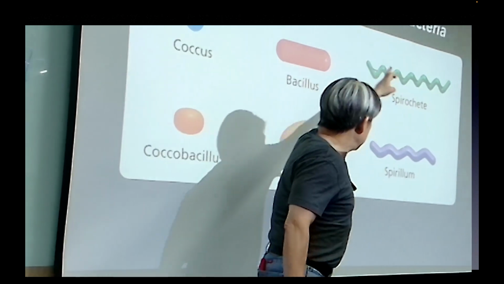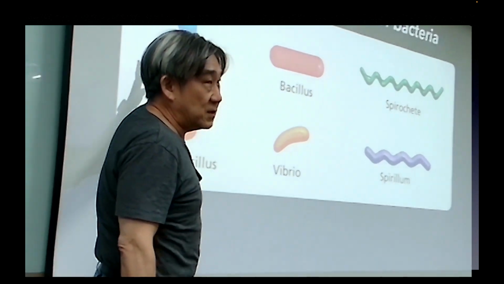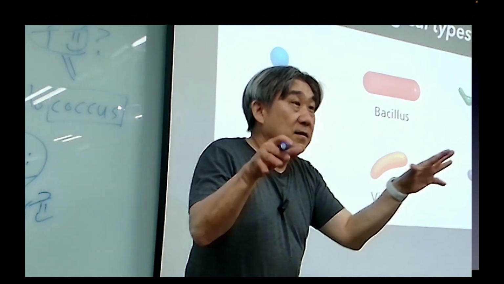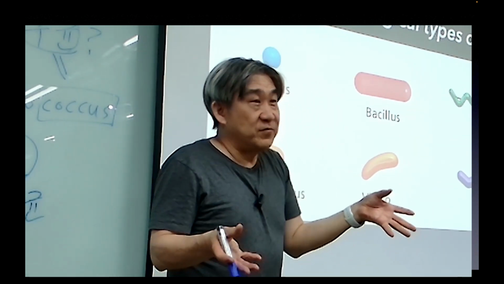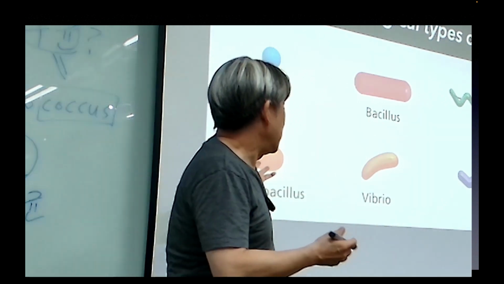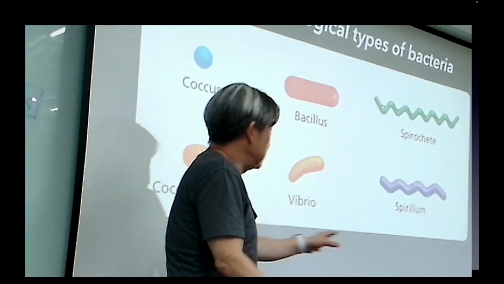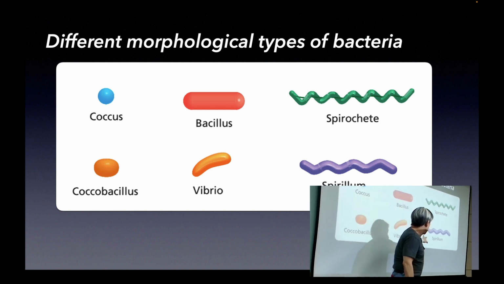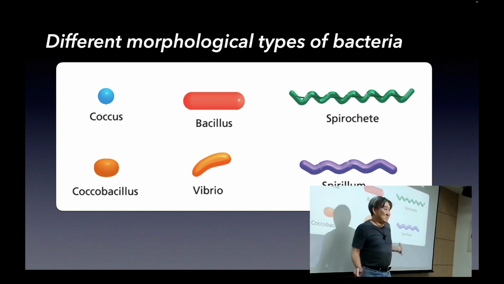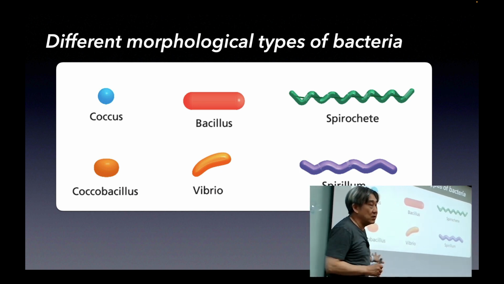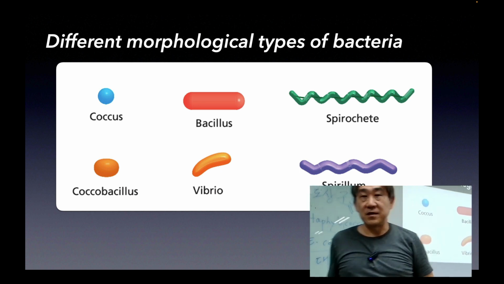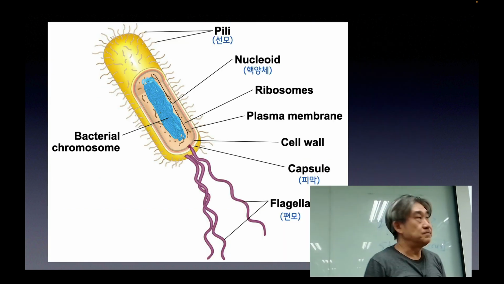These are the first prototype typical standard forms, and in some more advanced cell biology textbooks, they have further distinctions like coccobacillus or vibrio or spirillum, a little bit of variation of the first standard forms of bacteria too.